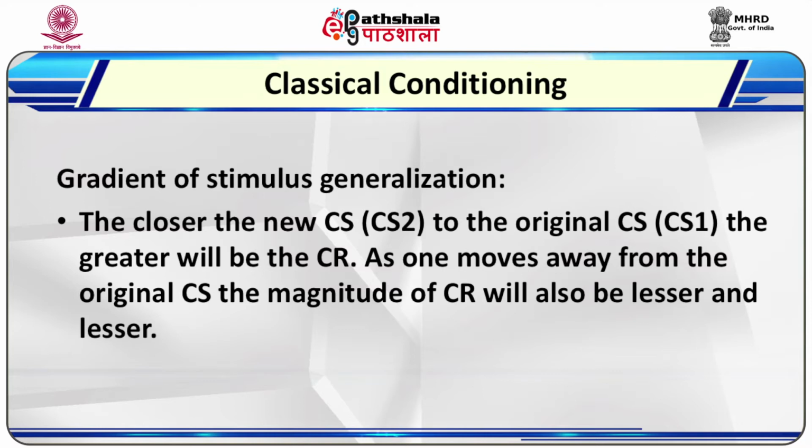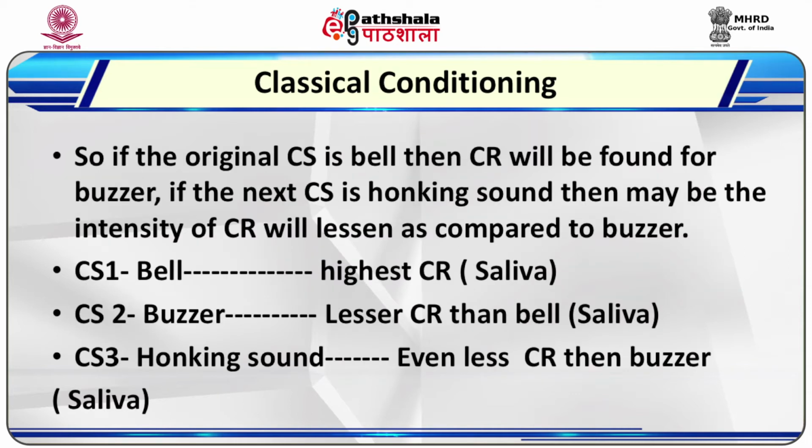Gradient of stimulus generalization. The more the similarity between the original CS and the new CS, the greater will be the generalization. As the similarity decreases, so does the generalization. Thus, there is a gradient of stimulus generalization. In the dog experiment, the bell is the original CS. If a buzzer is presented, then the CR is given by the animal, but the intensity will be lesser. If another sound such as a metronome is used, you may still get a CR, but it will be of even lower intensity than that of the buzzer, and finally for an alarm as CS, one may not get any CR.